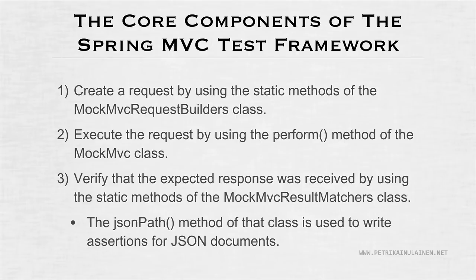Because we will write unit tests for a REST API, we have to be able to write assertions for the JSON document returned by our API. We can use the jsonPath method of the MockMvcResultMatchers class for this purpose. This method takes two parameters. The first parameter is the JSON path expression which is used to fetch data from the JSON document. The second parameter is a Hamcrest matcher which is used to make assertions for the fetched data.